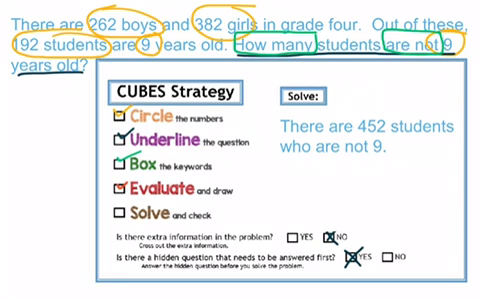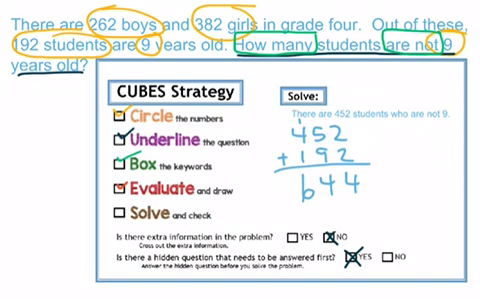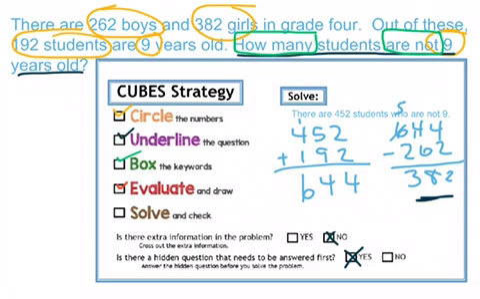So we've solved, but we have to also check. So the first thing I'm going to do is I'm going to take my 452 and I'm going to add it back to this number here, 192, which gives us 644 for our total number of students. And then to check my math from the first step that I did, I'm going to take 644 and I'm going to subtract 262, which gives me 382, which is the same as the amount of girls. And so my answer is correct.